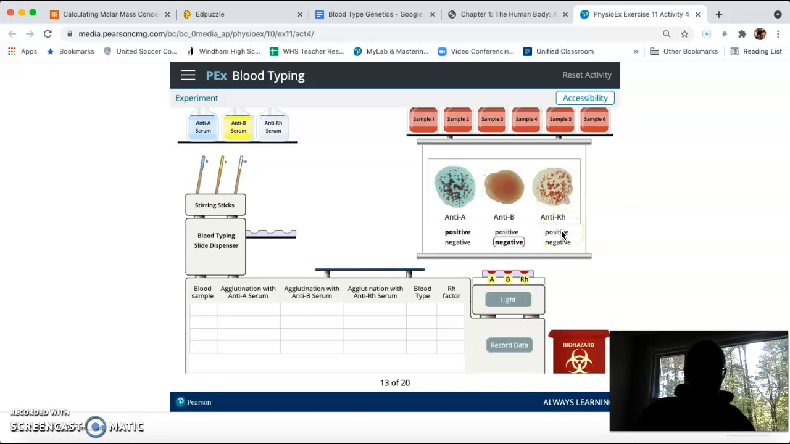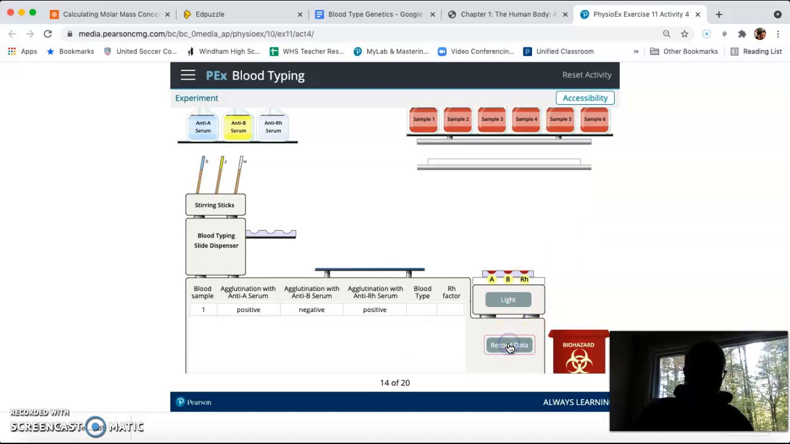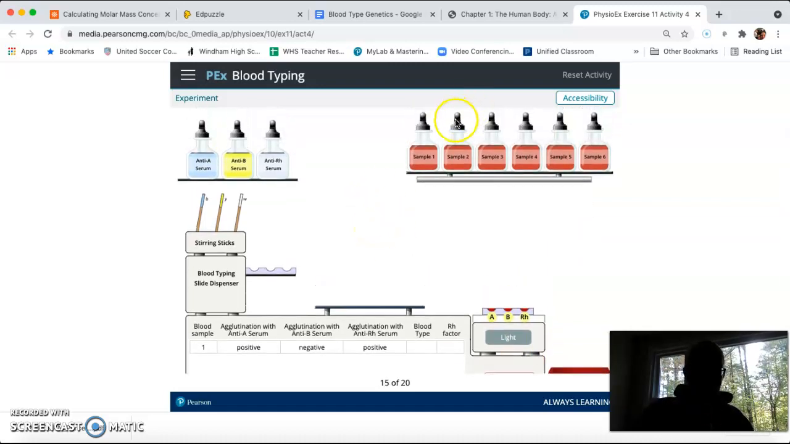We see a clear liquid with a bunch of clumps of red blood cells in there. So that is another positive reaction, so we're going to go ahead and record that. We'll come back to what that means in a little bit, but I want to run through these next 2 samples real quick. So we're going to dispose of this properly in the biohazard.